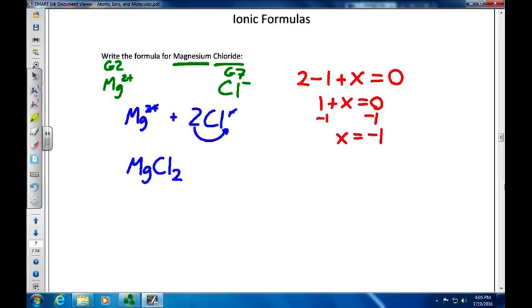Please note that this is in its empirical form. You always write ionic formulas in their empirical form, and that is due to the fact that they do dissociate in solution. And that is all there is to it to ionic formulas. The same process can be applied to any ionic formula where you're given the name of the formula.